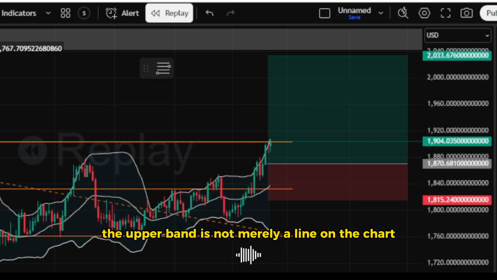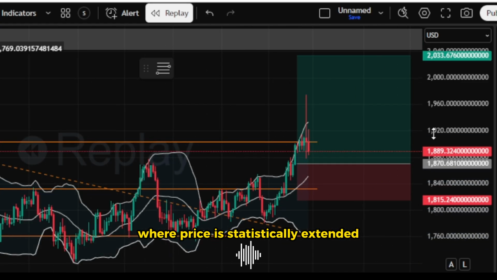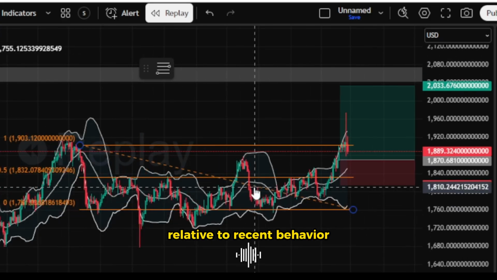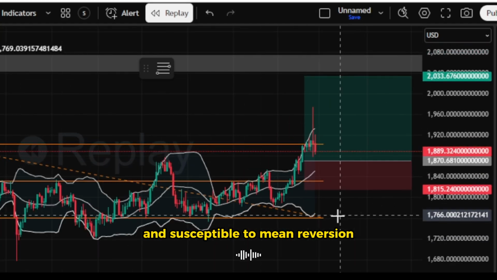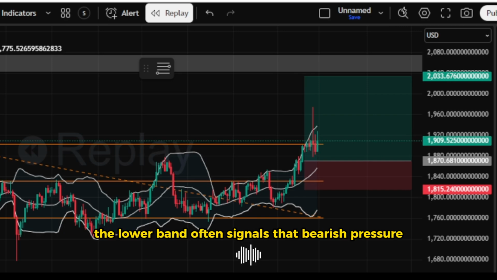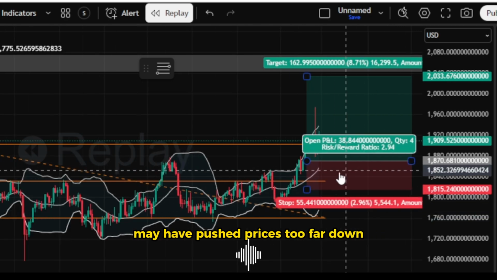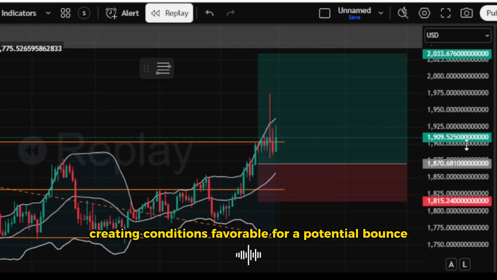The upper band is not merely a line on the chart, it reflects a zone where price is statistically extended relative to recent behavior. In many cases, it represents a zone where bullish momentum may be overextended and susceptible to mean reversion. Similarly, the lower band often signals that bearish pressure may have pushed prices too far down, creating conditions favorable for a potential bounce.